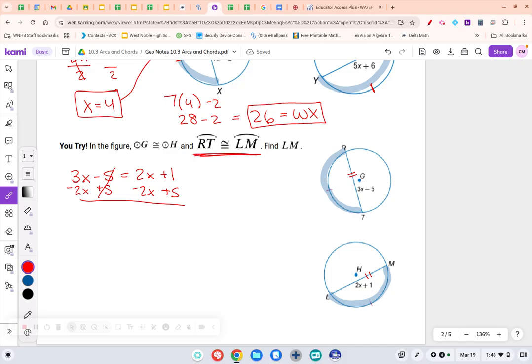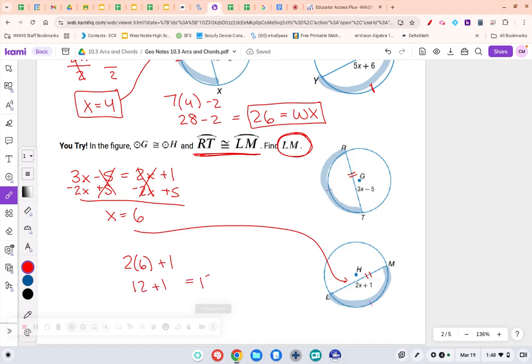And then we'll solve for x. So we get that x is 6. Once again, that's not what it's asking for, though. It's asking for segment LM. So we need to plug that back in here. So we have 2 times 6 plus 1. That's 12 plus 1, which is 13 for LM.